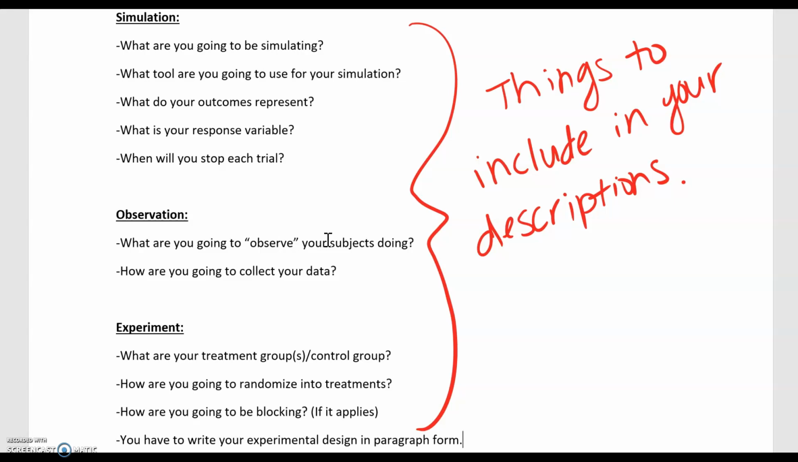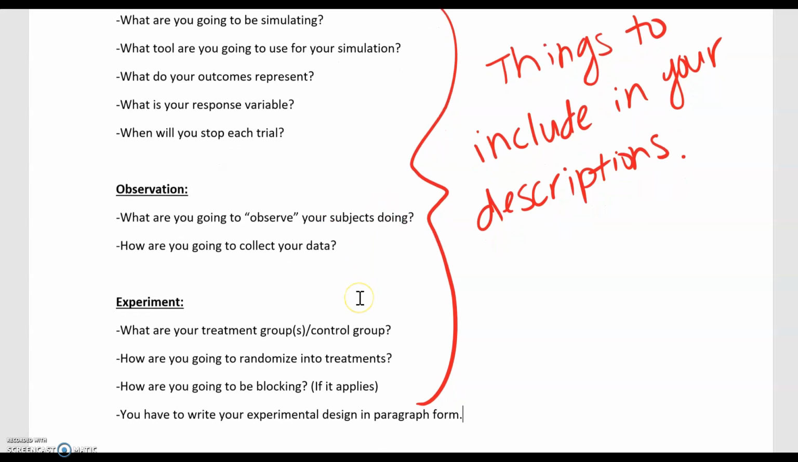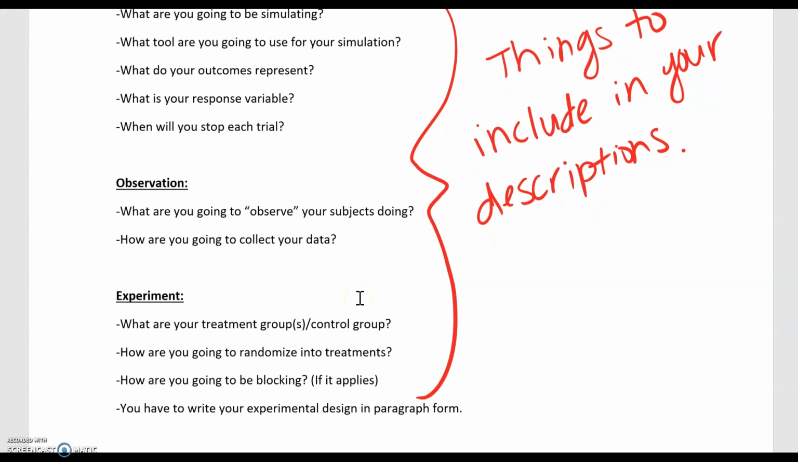You also need to tell me your response variable, meaning what you are interested in looking for, and when you are going to stop each trial. If it's an observation, tell me what you are going to observe your subjects doing and how you are going to collect your data. For example, are you going to give them a survey? If we have an experiment, tell me what your treatment groups or control group are, how you are going to randomize into treatments, and how you are going to block if it applies.